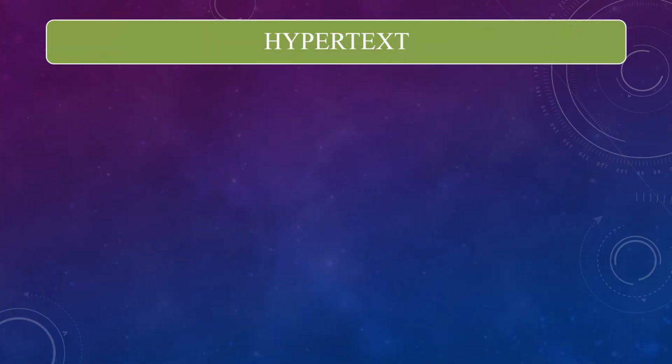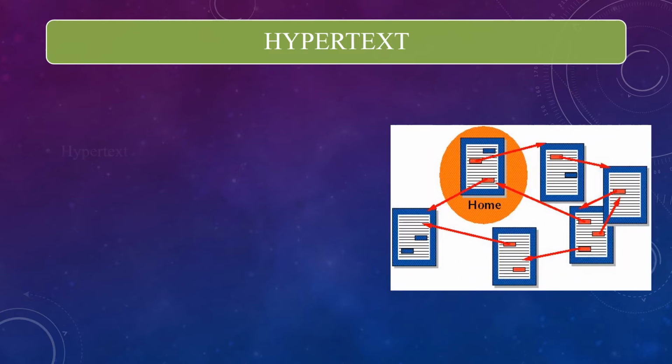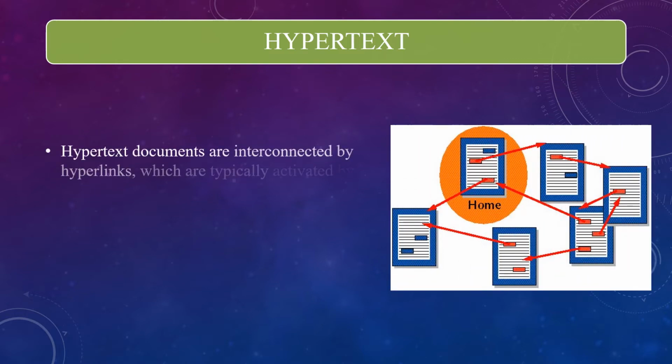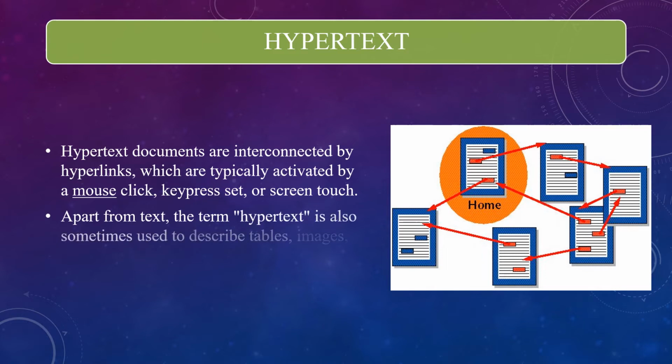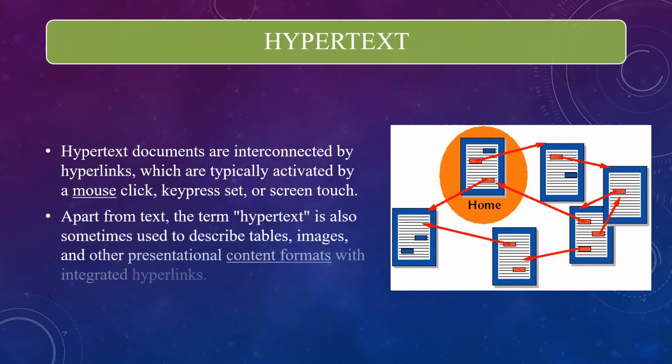Now let's see what a hypertext is. Hypertext documents are interconnected by hyperlinks which are typically activated by a mouse click, key press set, or screen touch. Apart from text, the term hypertext is also sometimes used to describe tables, images, and other presentational content formats with integrated hyperlinks.